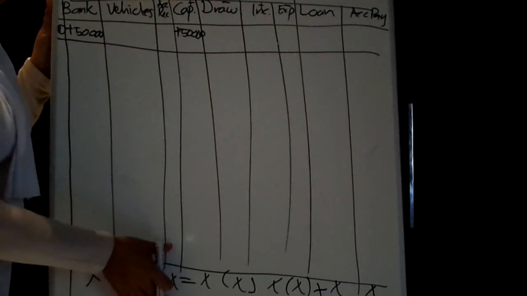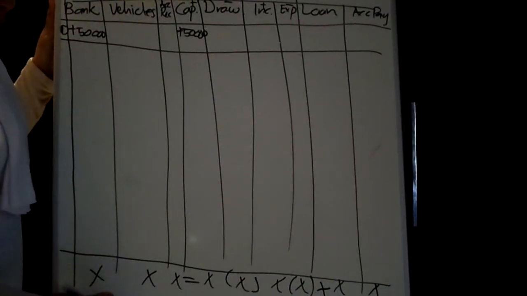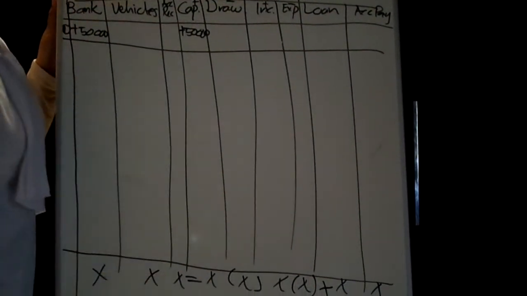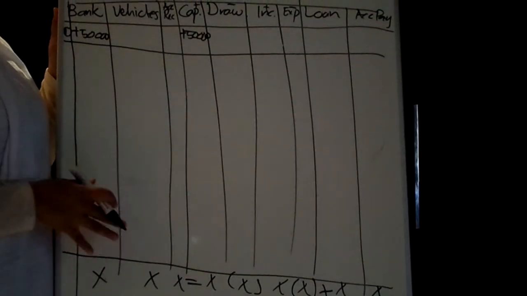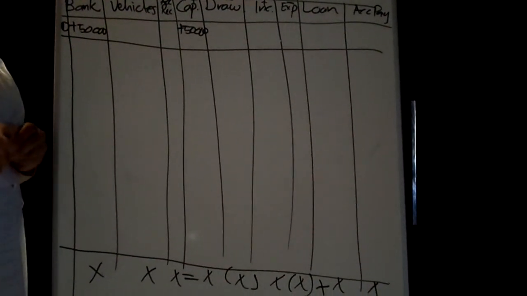You add up your assets, you add up your equity, you add up your liabilities, and then you prove that the assets is equal to the equity and liabilities. That is the format that you need to remember for the accounting equation.